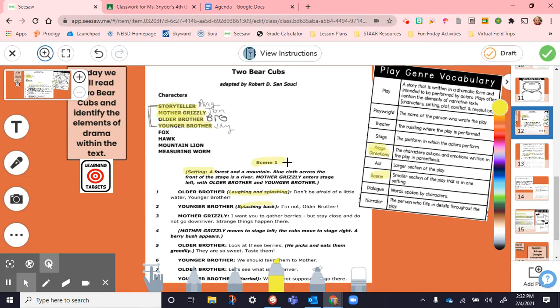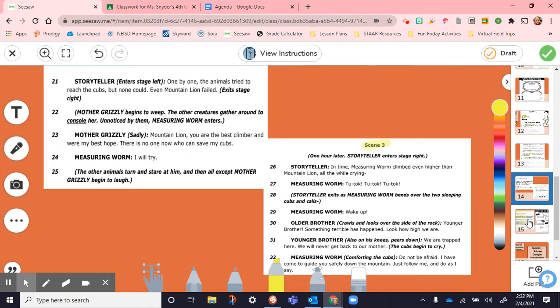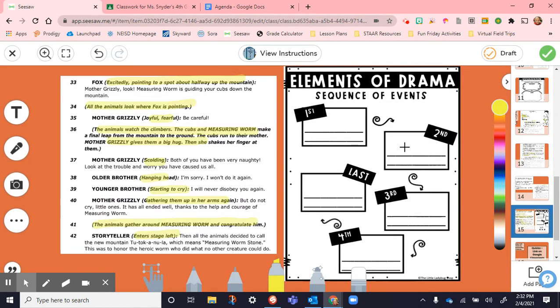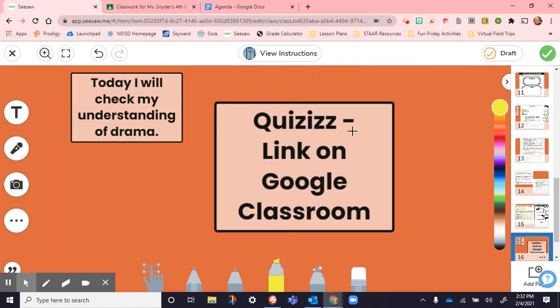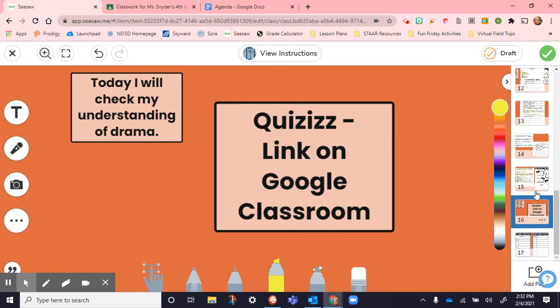So we read that, and then students finished reading scene 2 and scene 3, and then they put those elements of drama in sequential order. First, what happened in the story, second, third, fourth, what happened last. Make sure you read this all the way through, because tomorrow we have a quiz where we're going to check our understanding of that. So make sure you do that.